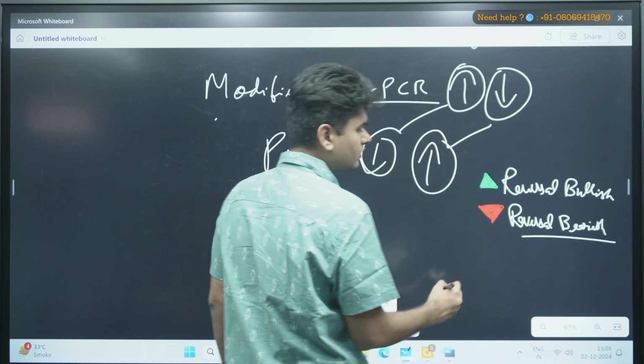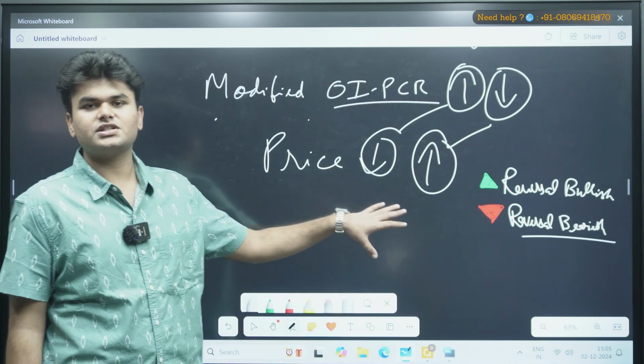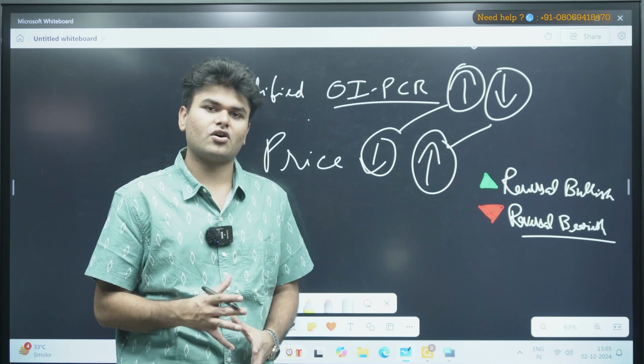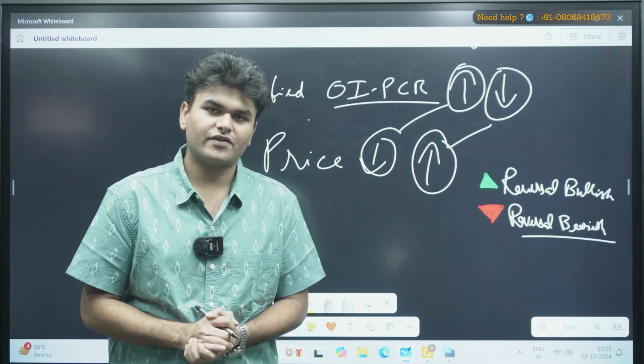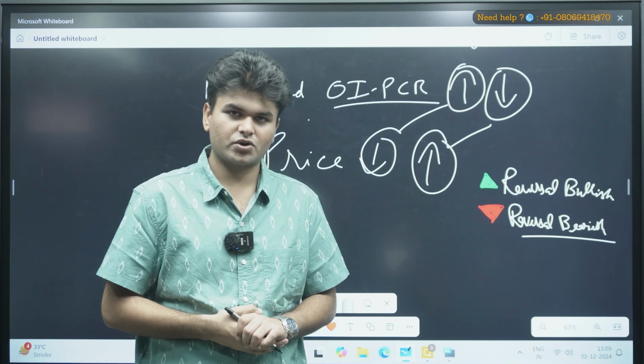So this is indicating a reversal on the bearish side. This is the indication which you get already by the tool itself, so you don't need to particularly identify or analyze it more in detail.